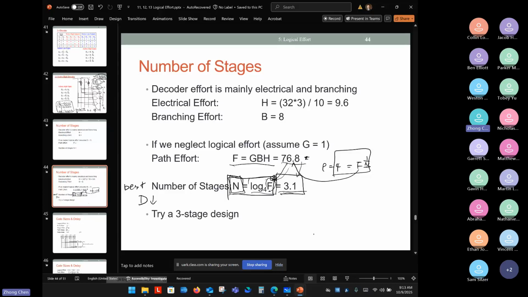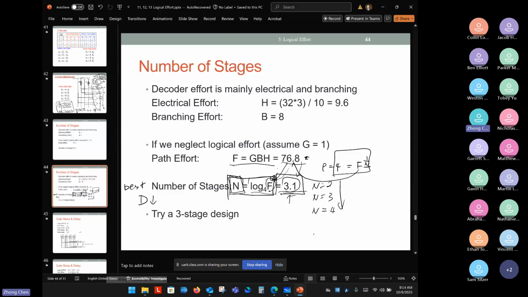So the next question is, I get 3.1, but I cannot design 3.1 stages. The number of stages has to be an integer. How can I do that? The closest number is n equal to 3, but you can also try, for example, n equal to 4, or maybe even n equal to 2. Why do you want to try all different numbers, instead of just finding the closest integer to this calculation?